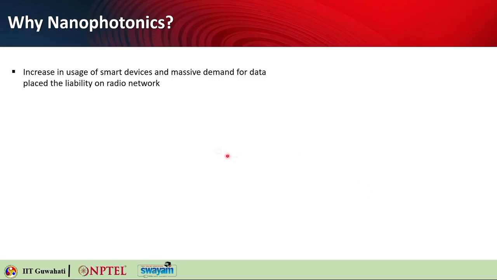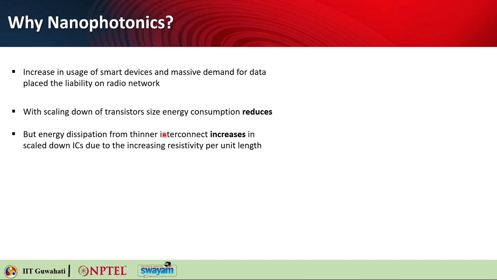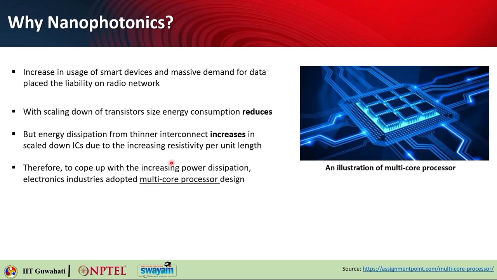So we want to increase the usage in the smart devices and meet the demand of data that will be placing a huge liability on the radio network. So we understood that scaling down of transistors can reduce the energy consumption. But that will also bring in a few issues, something like the energy dissipation from thinner interconnects will increase because the resistivity per unit length will increase for a shorter interconnect.